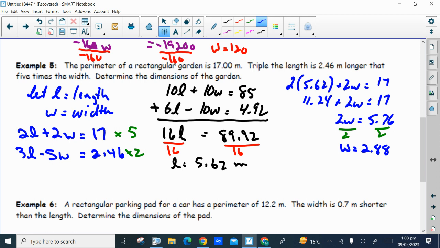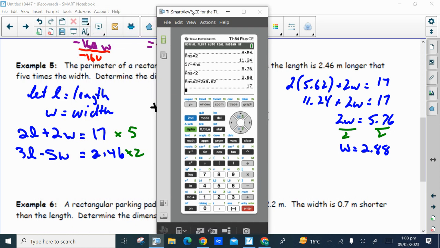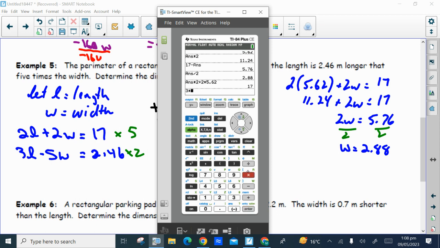So let's check to make sure that works. The perimeter needs to be 17. So 2.88 times 2 plus 2 times 5.62, which we found for the length, gives us a total of 17. The second thing we need to check is that 3 times the length, so 3 times 5.62, minus 5 times the width, 5 times 2.88 should equal 2.46, and it does. So it checks.